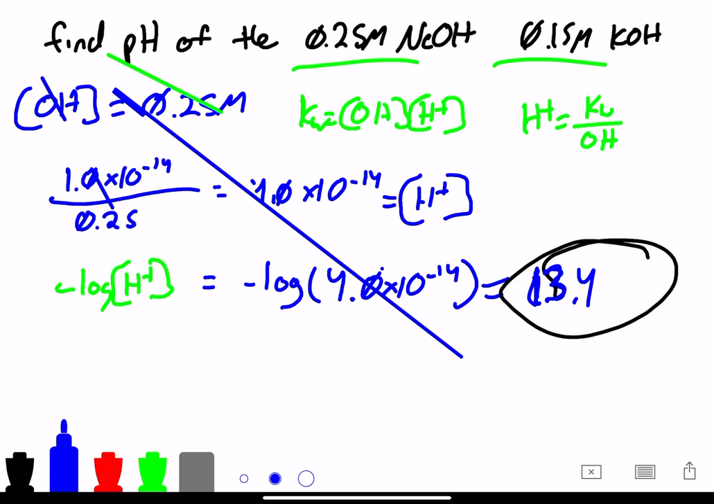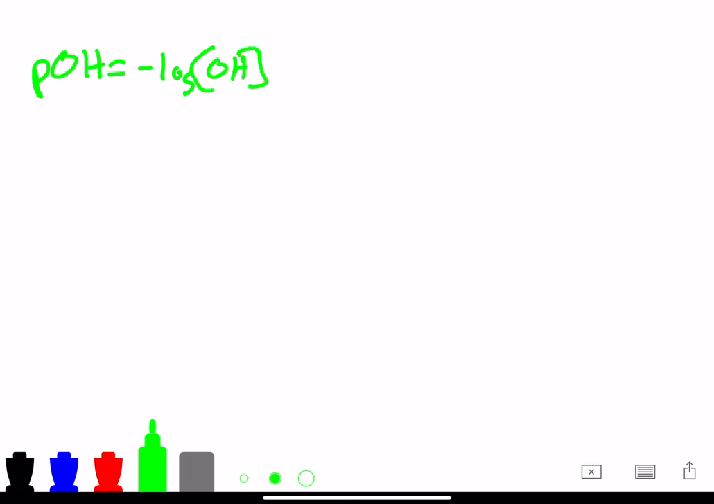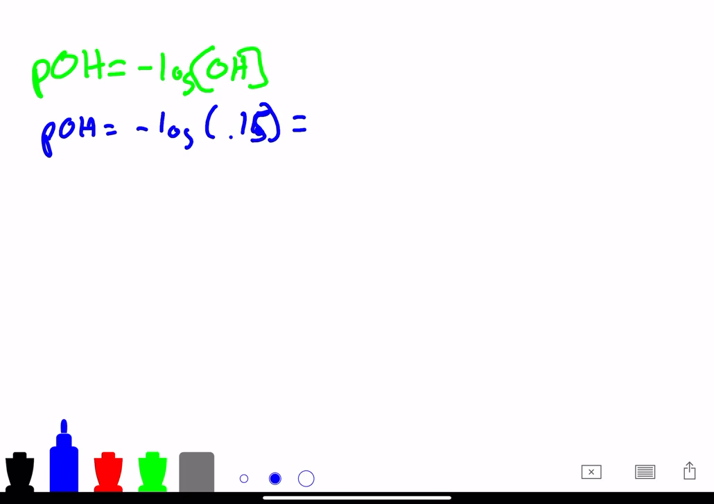Okay, so for the second one, there's actually another way we can solve for this. So we can first solve for the pOH, which is just going to be equal to the opposite of log of the concentration of OH. So for the second one, it was 0.15 molar of KOH, which is also a strong base. So the pOH is going to be equal to the opposite of log of 0.15, which is equal to 0.82. That would be the pOH.